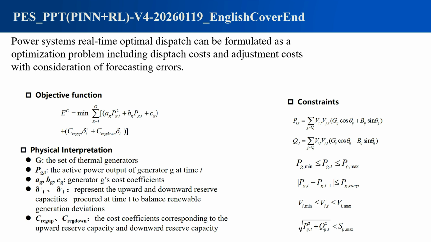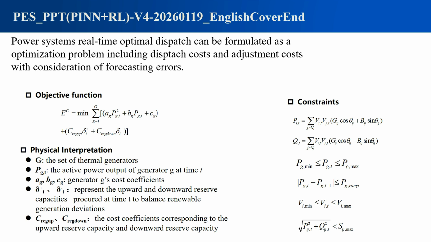The first term is the generation cost of thermal units. For generator G at time t, the active power output is P_G,t, and the quadratic cost is a_G times P_G,t squared plus b_G times P_G,t plus c_G. This is the standard convex approximation of fuel cost.